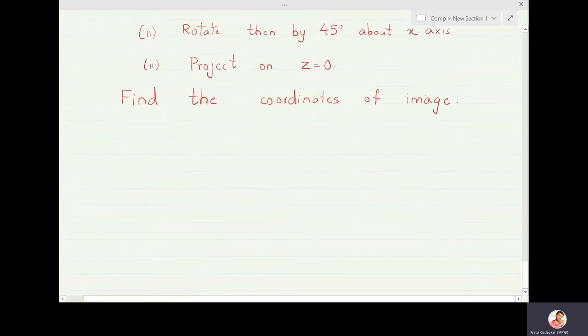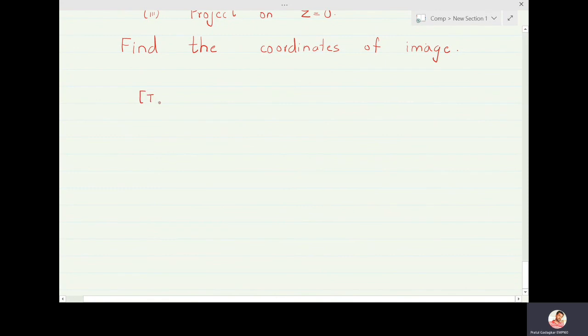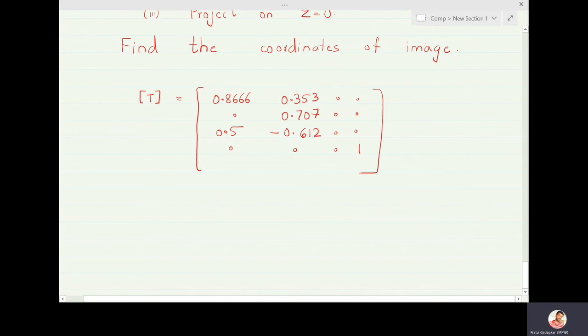Let me write that matrix, but now I'm going to write it in a form which will help us in our calculation. That was root 3 by 2, which is 0.866. Then here I'm going to write 0.353, and everywhere else is 0. Here I have 0.707, here I have 0.5, then here I have minus 0.612, and 1 over here. The rest is everything 0. So this is the actual matrix which I'm going to use in my computations.